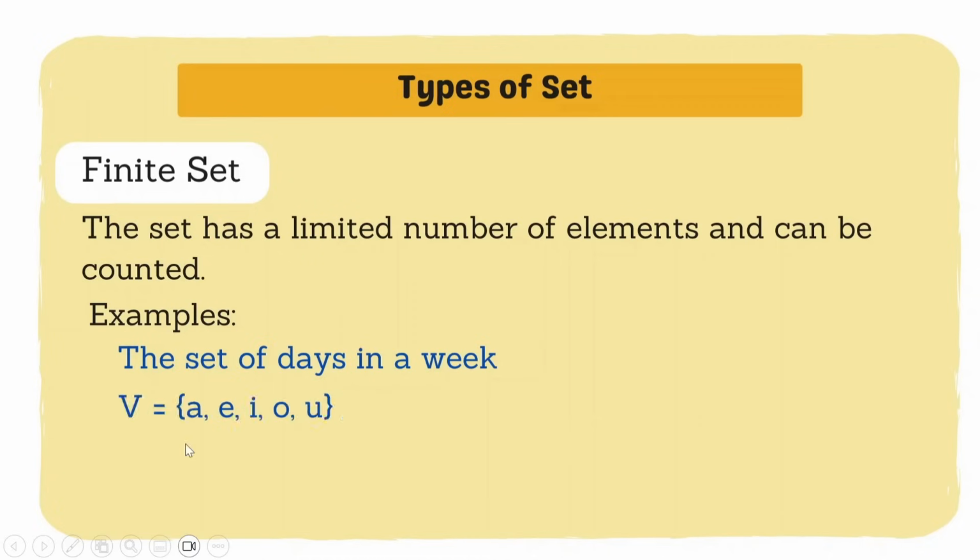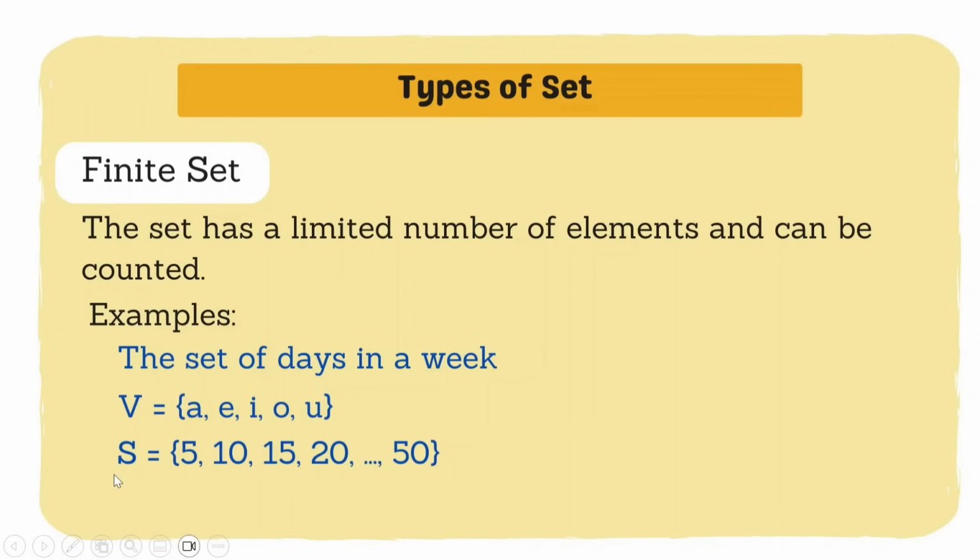Okay? Next one, we have here set V with elements A, E, I, O, U. So, ano po ang mga ito? Yes, these are actually the vowels in the English alphabet. So, we have A, E, I, O, U. Okay? Kaya finite kasi 5 lang naman sila. Okay? Hindi na mag-e-extend yan.